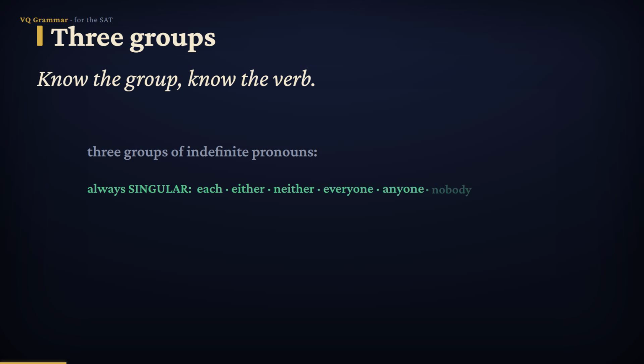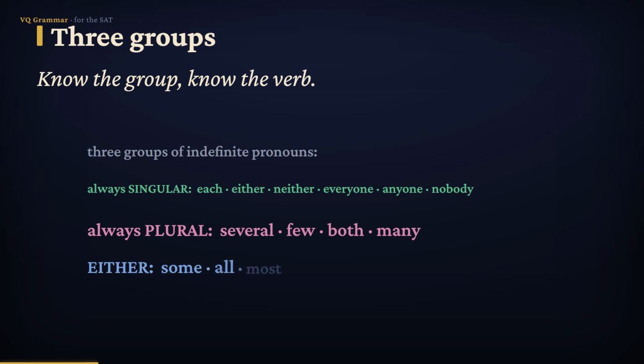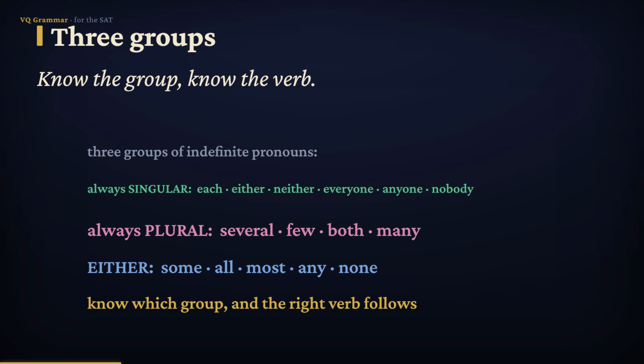Some are always singular: each, either, neither, everyone, anyone, nobody, and the like. Some are always plural: several, few, both, and many. And a handful: some, all, most, any, and none can be either singular or plural. Learn which group a pronoun belongs to, and the right verb follows.